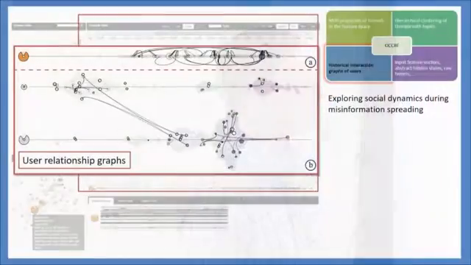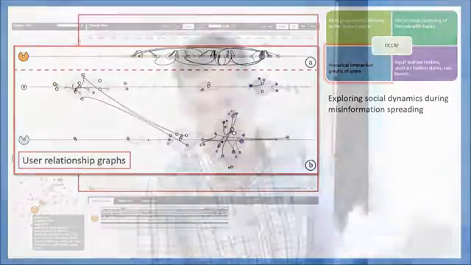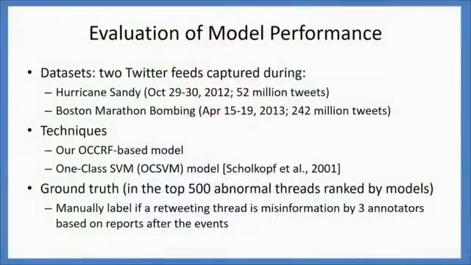We also looked at the user dynamics, so what are the following relationships between people? One of the characteristics of an anomalous tweet is that the people who are retweeting it are not actually following each other highly. There's not a high amount of interconnection.